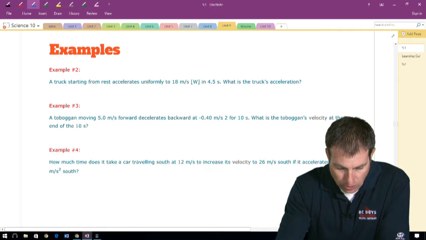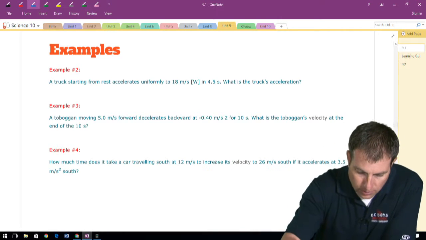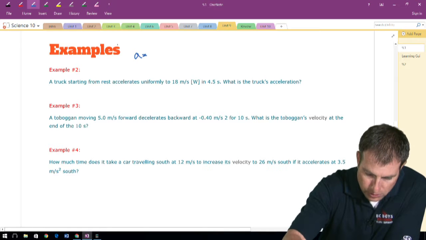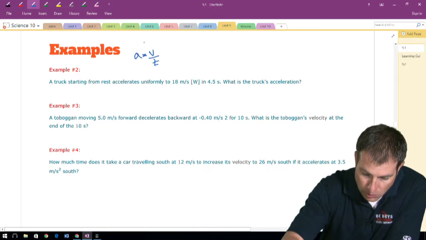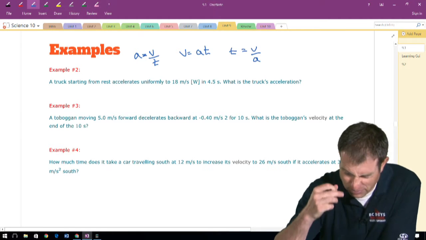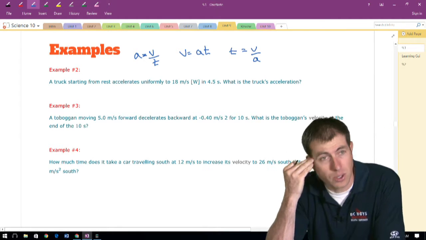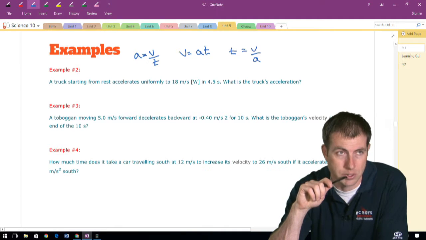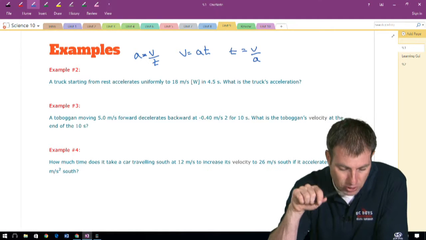All right, there are 3 examples here. Let's give you guys a chance to do them. So we have acceleration is velocity divided by time. We have velocity is acceleration times time. And we have time is velocity divided by the acceleration. Those are the 3 formulas that you're going to encounter. Have a go at these 3.